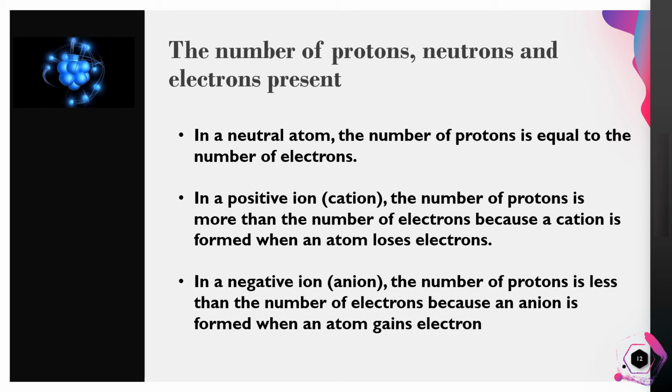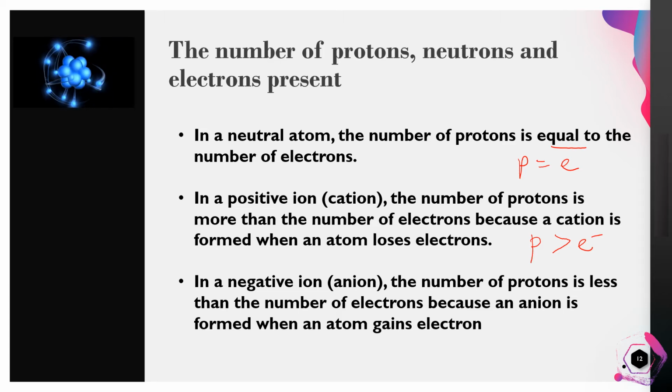Okay, so in the neutral atom, the number of protons is equal to the number of electrons. Whereas in the positive ion, the number of protons is more than the number of electrons, because a cation is formed when the atom loses electrons. So for a positive ion, the number of protons is more than the electrons. Okay, for the neutral one, the protons and electrons are equal.